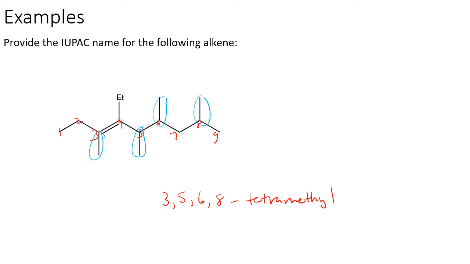And we have another substituent at 4. We have an ethyl group, so really that just looks like this coming off. Remember, Et is just the abbreviation for ethyl. So that is going to come alphabetically before our methyl. So we're going to have a 4-ethyl. And then our position of our double bond is going to be 3. And then we have 9 carbons, so it's going to be non-ene.